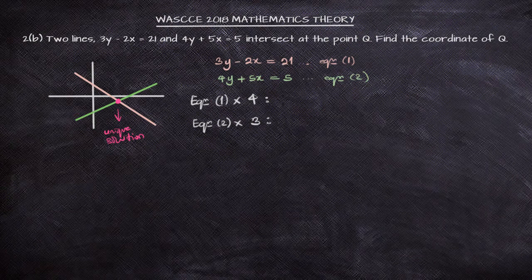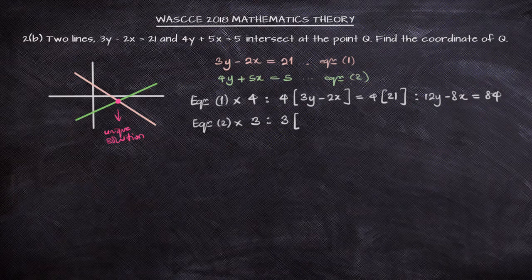If we expand that, we have 4 into 3y minus 2x equal to 4 multiplied by 21. We'll multiply on both sides, and then the equation will yield 12y minus 8x. 4 multiplied by 2x is minus 8x. Then 4 times 21 is 84. Then the other one, we have 3 into 4y plus 5x equal to 3 into 5. So if you open the bracket, we are going to have 12y plus 15x equal to 15.